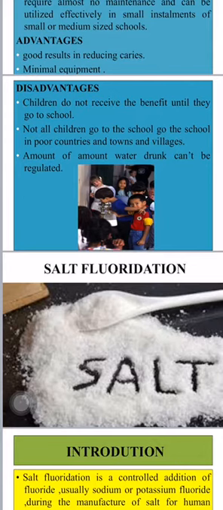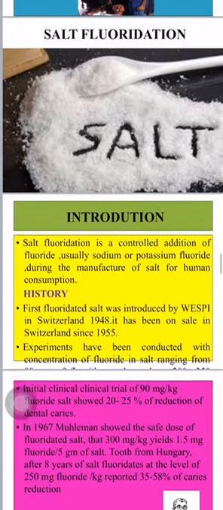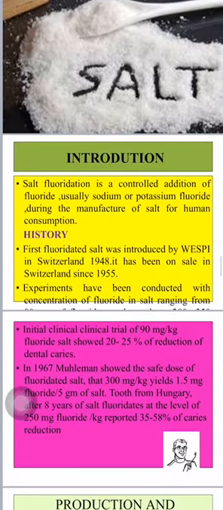Now we talk about salt fluoridation. Introduction: salt fluoridation is a controlled addition of fluoride, usually sodium or potassium fluoride, during the manufacture of salt for human consumption. So it is present in the salt we use.